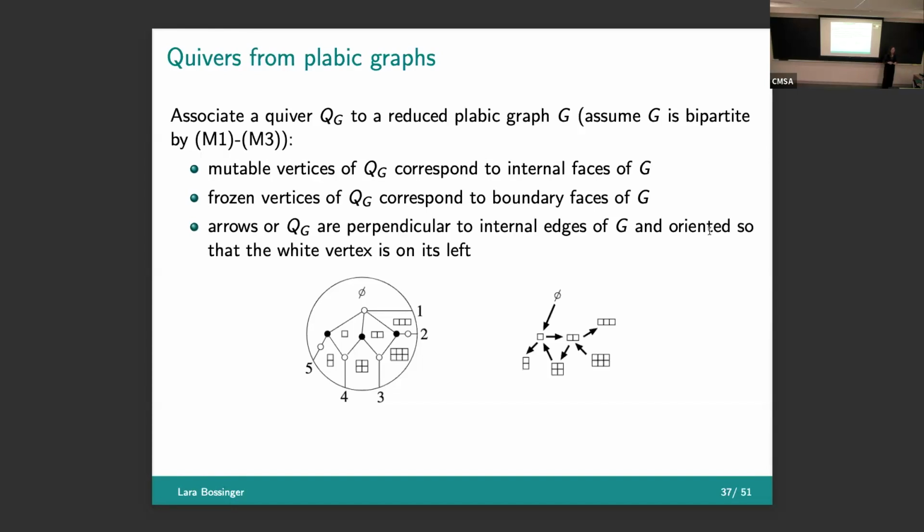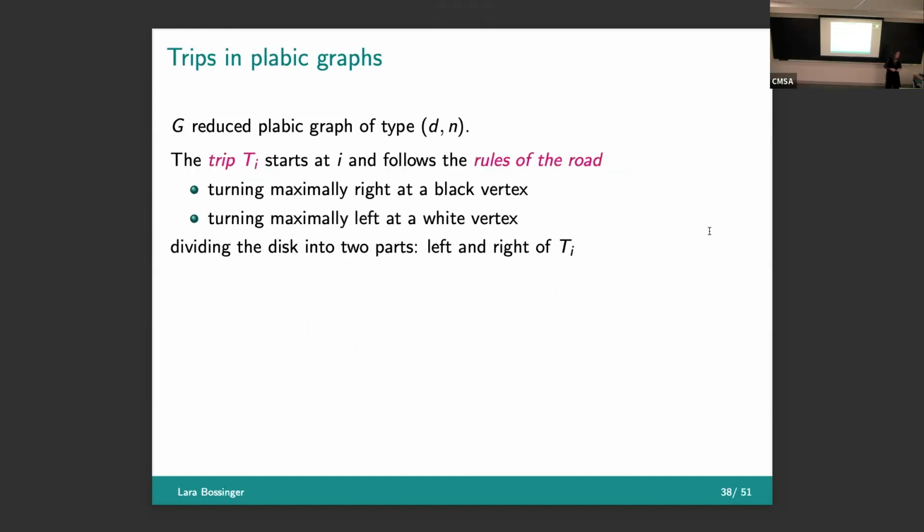And then another ingredient to tell you how to get a seed is the algebraic data, what are the cluster variables I associate. For the triangulation, I always just associated the Plucker coordinate with the labels corresponding to the endpoints of my edge. So what am I going to do here for the faces of the plabic graph? I'm going to use certain combinatorics of paths passing through my plabic graph that are called trips. So trips are paths that, for plabic graphs of type (k,n), start in a boundary vertex and end in another boundary vertex. And they go through the plabic graph following what's called the rules of the road.